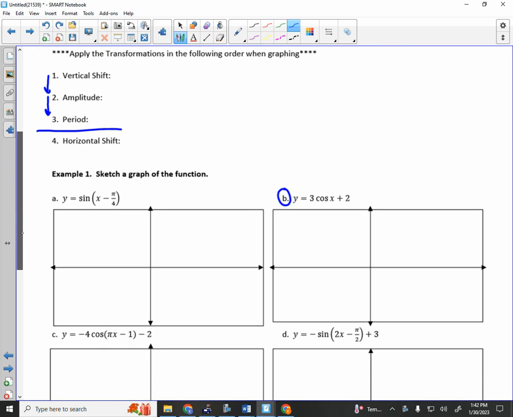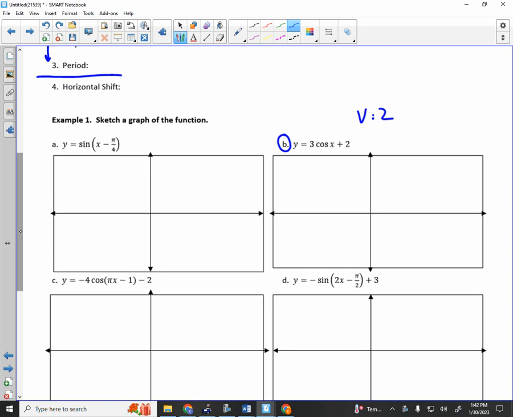What is the vertical shift for letter B? It is 2. That means the entire graph is shifted up 2 units. So instead of being centered on the x-axis, it's up 2 units, 1 and 2.